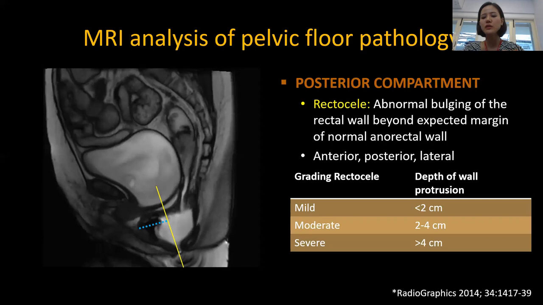You should include the anterior dark signal intensity when you measure, because this is air or fecal content in the rectocele. Otherwise, you will underestimate the degree of rectocele. For the grading, we use the rule of 2. Less than 2 centimeter is mild degree of rectocele. 2 to 4 centimeter is moderate degree, and more than 4 centimeter is severe degree.